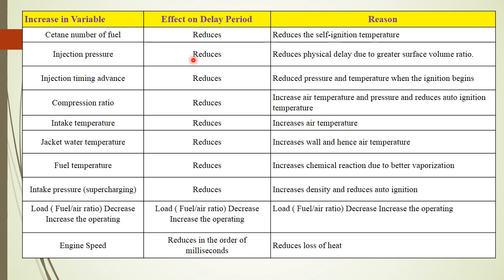If we increase the injection pressure, we get better atomization, which means better mixing and better evaporation, so it reduces the delay period. Advancing the injection timing reduces the delay period. Increasing the compression ratio reduces the delay period. Increasing intake temperature reduces the delay period. Increasing fuel temperature reduces the delay period. Increasing intake pressure reduces the delay period.